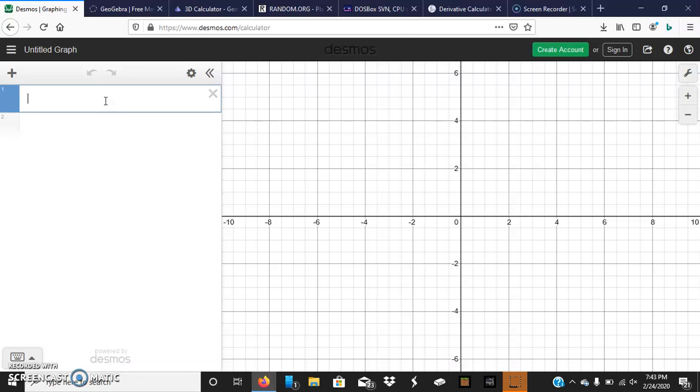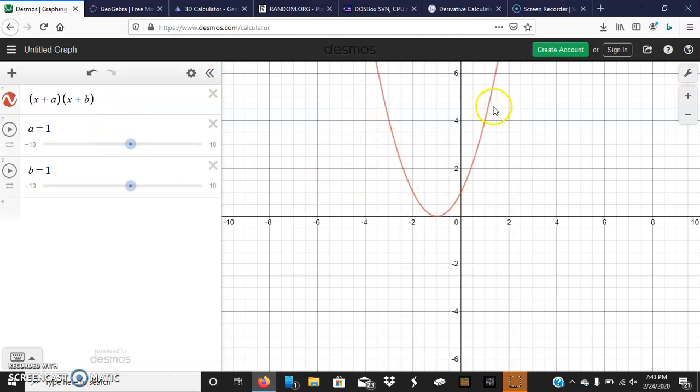So for example, if I were to have x plus a, x plus b, and I can add a slider for those two. Boom, I have a nice little parabola. And this will show me what the parabola looks like.